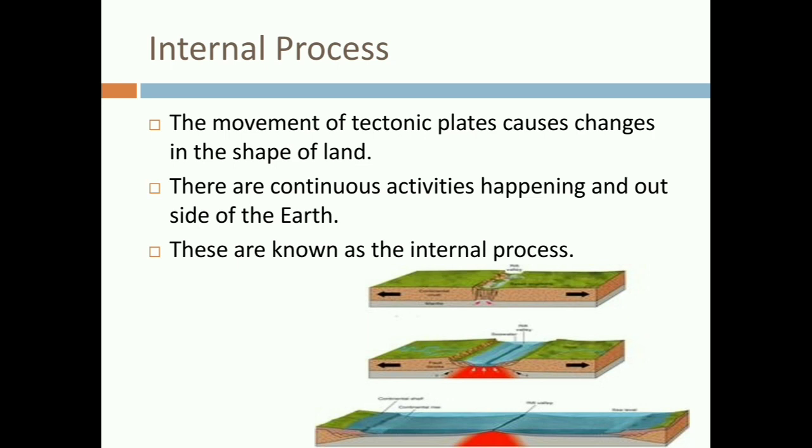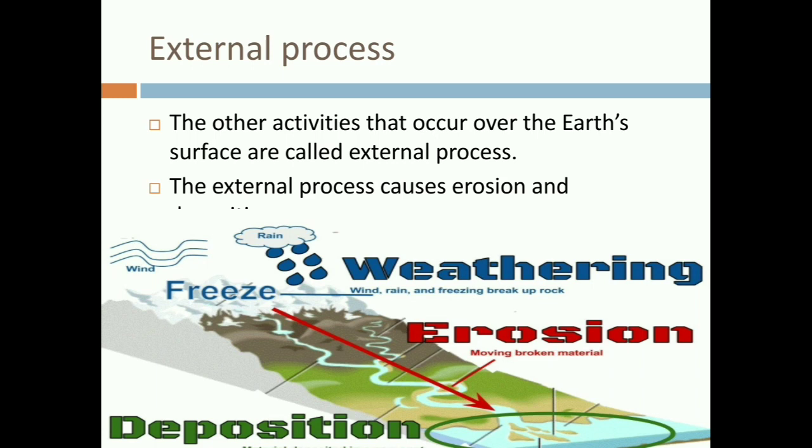Let's come to the next point, external process. The other activities that occur over the Earth's surface are called external process. The external process causes erosion and deposition. However, these processes are very slow and happen over many years.